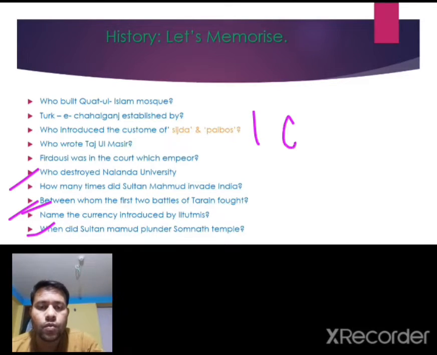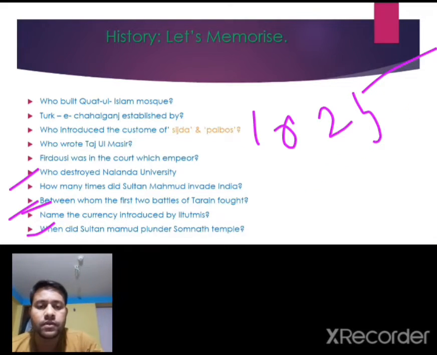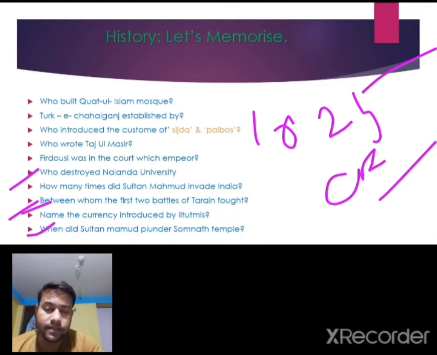1025. 1025 means, in AD, sorry, in CE actually we write it, he plundered the Somnath temple in 1025. So this is also very important information.